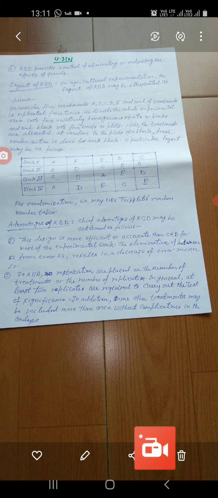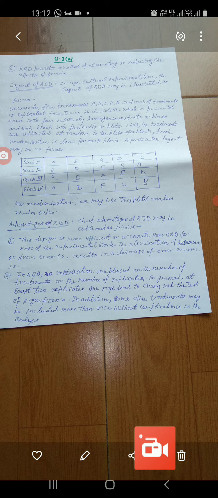Here you have 6 columns, 4 rows. In the first column you have block 1, block 2, block 3, block 4, and in the first column the treatments are A, E, C, A. Second column E, D, B, D. Third column B, C, A, E. Fourth column B, D, B, E, C, and last column C, A, D, D, B. It may be in any form, but you have to keep in mind that allocation of the treatment should be done properly.